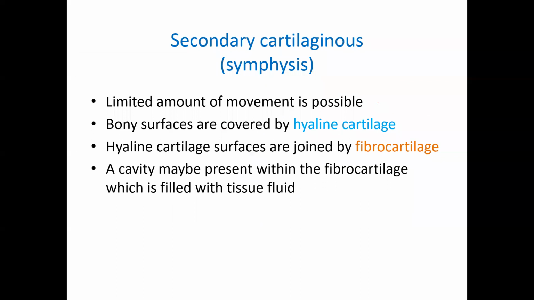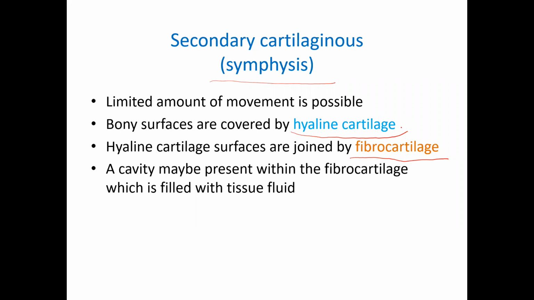Then, moving on to the secondary cartilaginous joints, or what we call a symphysis. In a symphysis, a secondary cartilaginous joint, a limited amount of movement is possible. The bony surfaces of this joint are covered by hyaline cartilage, and the two hyaline cartilage surfaces are joined together by a disc of fibrocartilage. So you have fibrocartilage and hyaline cartilage in this particular joint. There may also be a cavity inside the fibrocartilage.